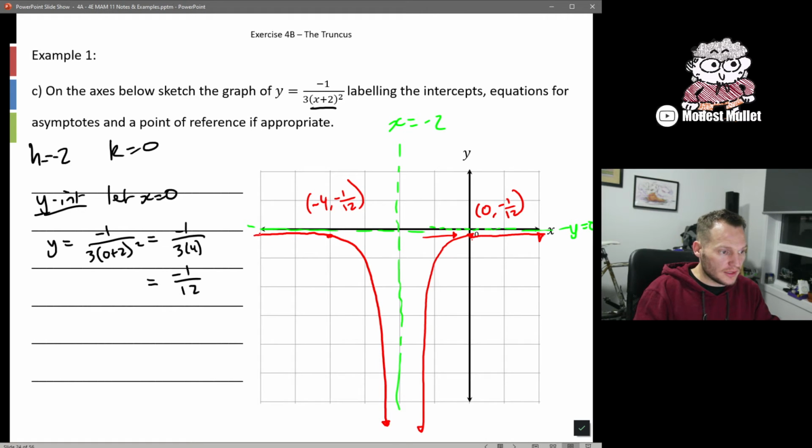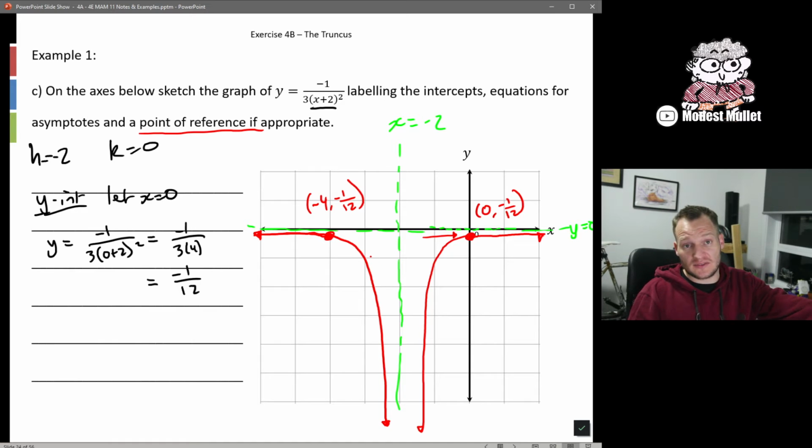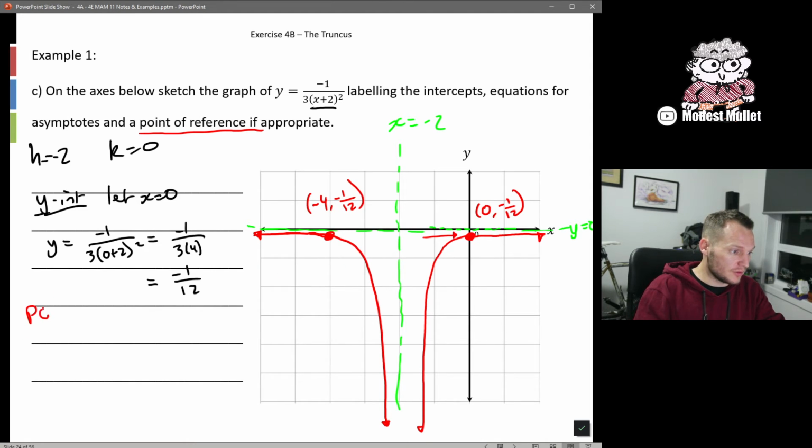Now again, if you're not good at recognizing the symmetrical nature, and this is a case where you need a point of reference, the right hand side of the truncus has an intercept like the side on the left, so we need a point of reference. If you weren't good at recognizing the symmetry, all you do is just pick any x value on that left hand side. You could choose x equals -3, you could choose x equals -4, any one, sub it in and get your point of reference. So we'll just do that quickly just for practice. Point of reference, I'm going to choose x equals -3 just for something different.